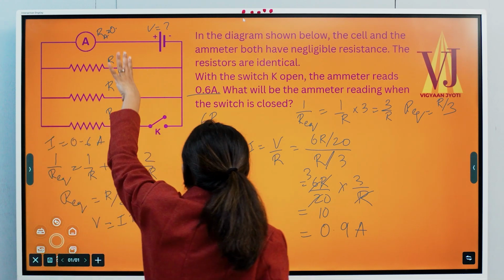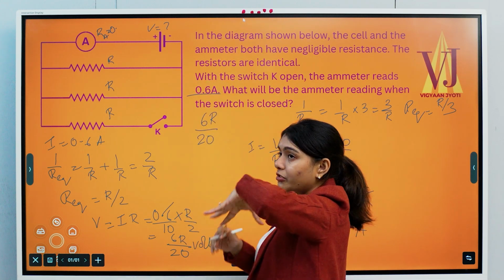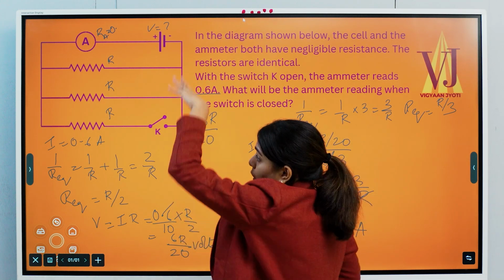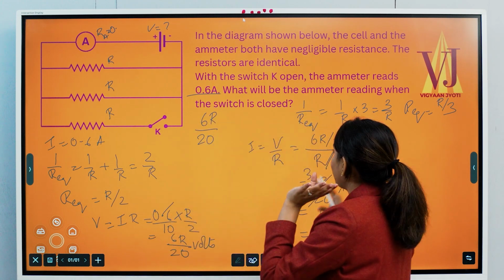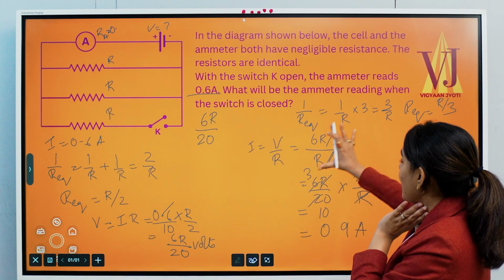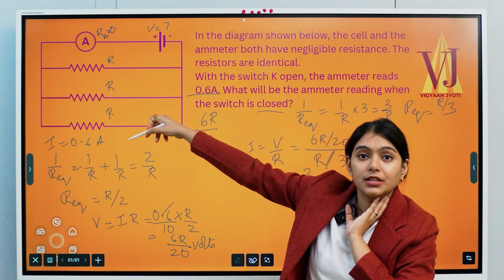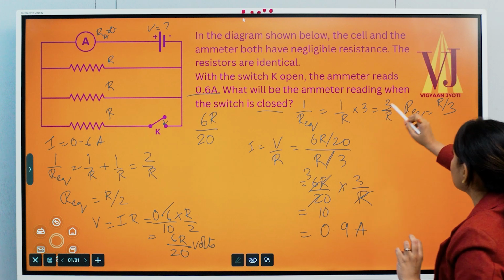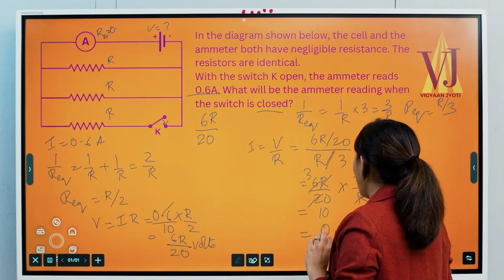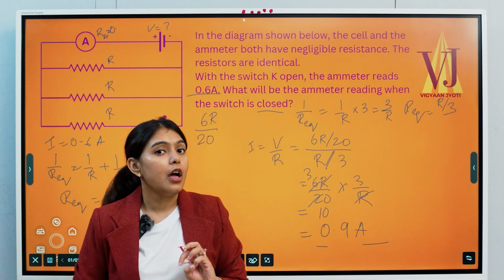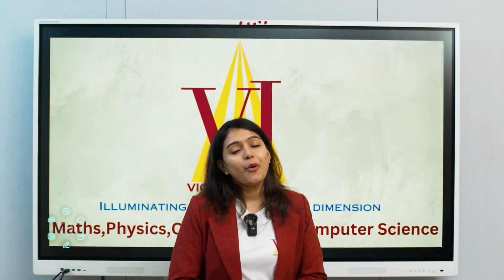You can add any number of resistors, because when you make a circuit, your potential difference is fixed. You can add many circuits, the voltage is fixed. So this is the same voltage that I have put forward here, 6R by 20. And what's my resistance now? Since this is closed, we have to consider the third resistor as well. That means it's 3 by R, R by 3, anyways it gets a reciprocal. And then we saw that the current drawn by the overall circuit is 0.9 ampere. Clear?